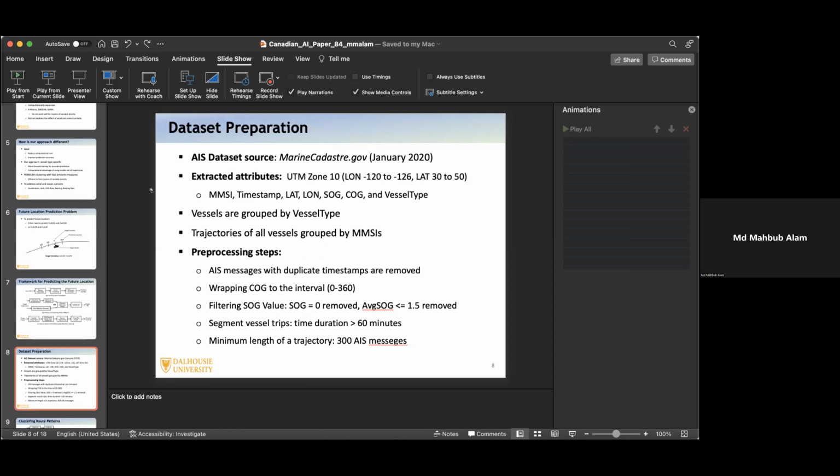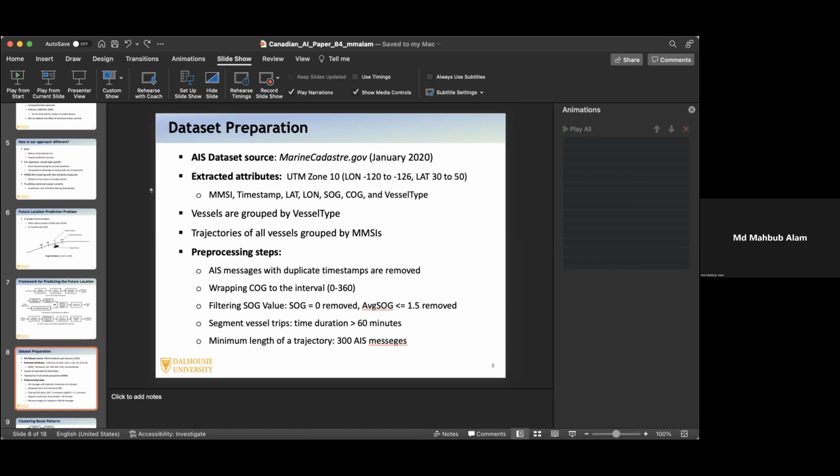Then we perform a set of pre-processing tasks on each of these trajectories. First, we remove all AIS messages with duplicate timestamps. Due to incorrect settings of GPS software, sometimes course values appear off, so we wrap the course value to the interval 0 to 360 degrees. Since we need only moving vessel AIS messages, we removed all messages containing a zero speed value. We also remove trajectories if the average speed of the whole trajectory is less than 1.5, because we think that maybe the vessel is affected by wind or ocean currents.